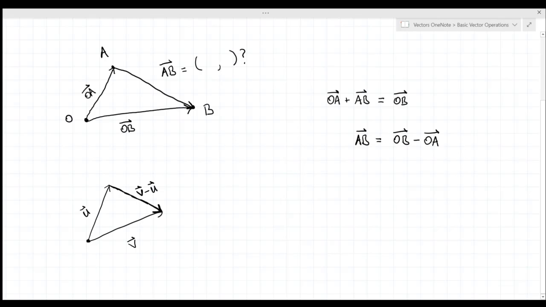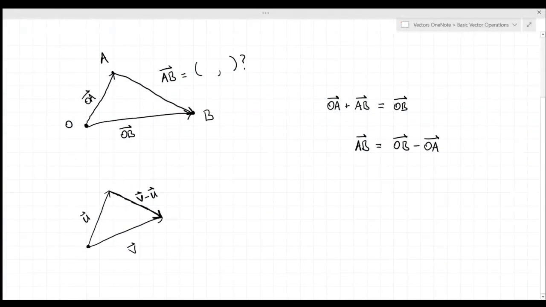But being able to find the vector connecting two vectors tail to tail, or the vector connecting 2 points, that's somewhat common, I want to say. So being aware of how to do that by subtracting your two vectors is going to be useful in some problems, okay?